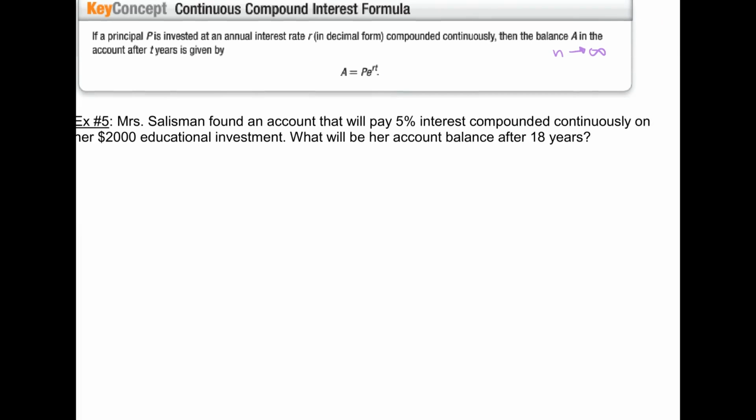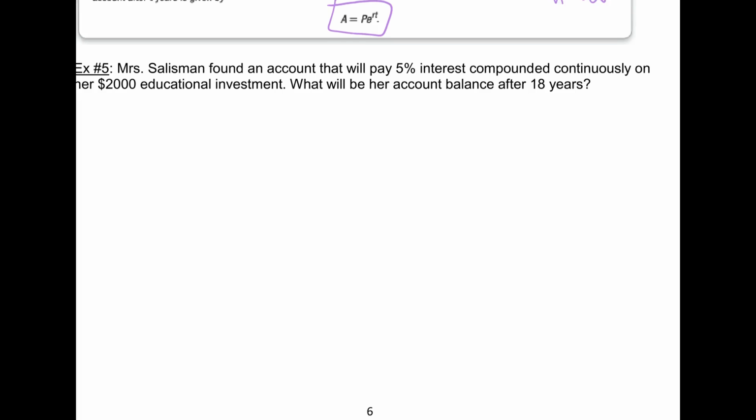Okay, so this is A equals Pe^(rt), hopefully you guys recognize this. Pe^(rt) is going to be continuous. If P is invested at an annual interest rate r compounded continuously, then the balance A in the account after t years is given by Pe^(rt). So for example, if we still had a $2,000 investment, still 5% interest rate, but this time instead of compounding quarterly, maybe monthly, maybe once a day, this is going to be continuously. What will the account balance be after 18 years? So let's see.